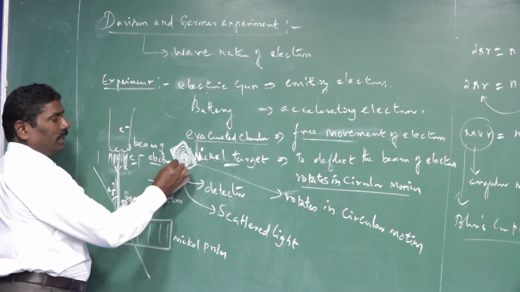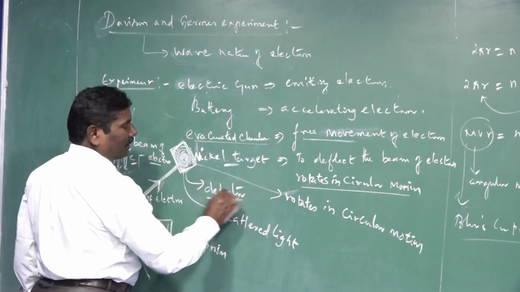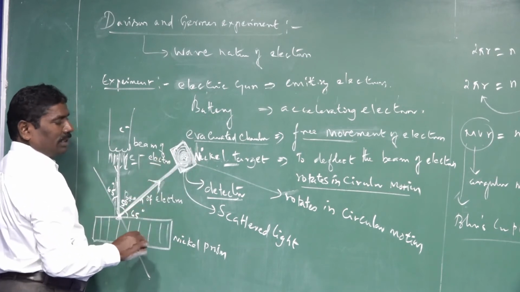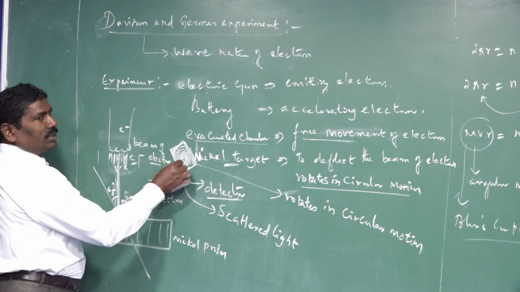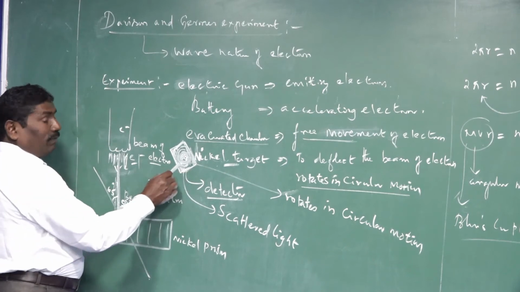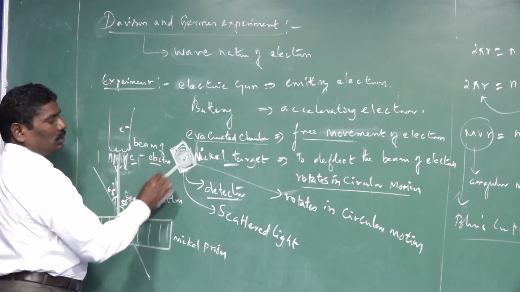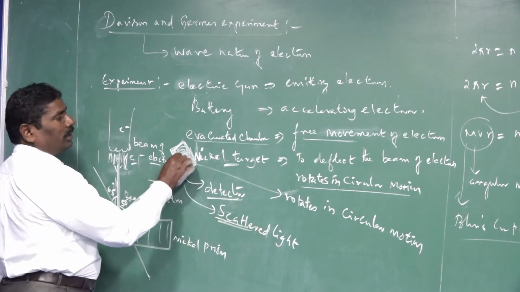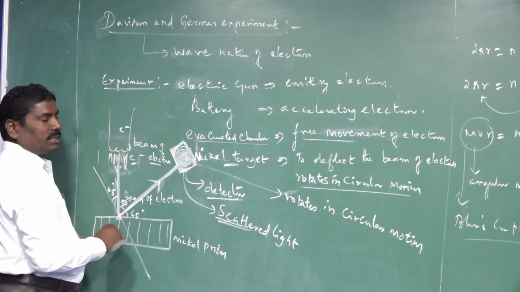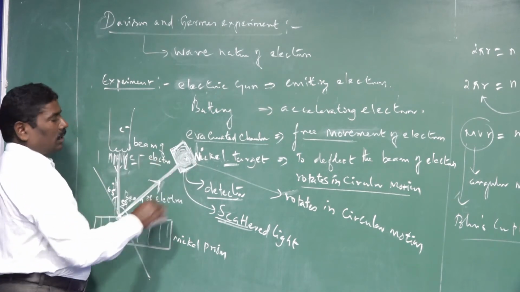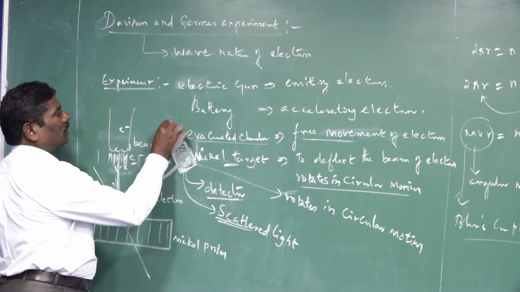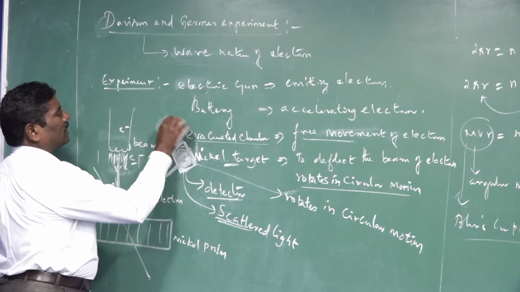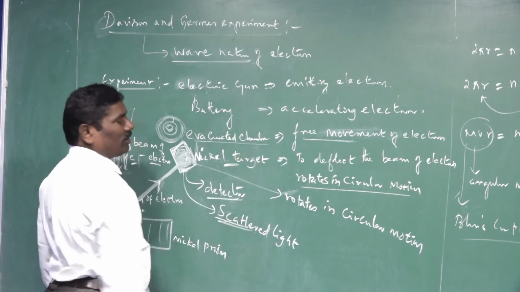The reflected electrons are identified by a detector. This detector gives very clear information about the beam of electrons which is deflected, reflected and scattered. The scattered electrons rotate in a circular path. This shows the wave nature of electrons, so this is the experiment which explains the wave nature of electrons.